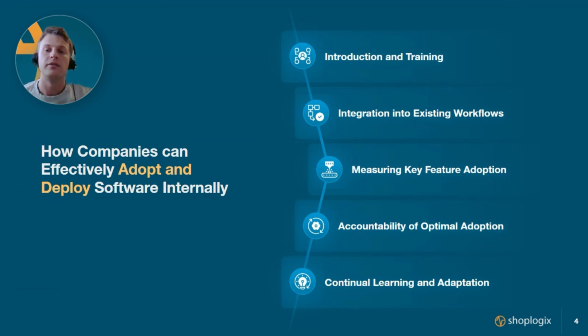But the key takeaway here is that it's generally not enough to just make sure the software is integrated into your existing processes. To really make sure you get the most out of your systems, you want to make sure you define and measure what good adoption looks like, have people accountable for driving that, and have that closed loop around continuous improvement.